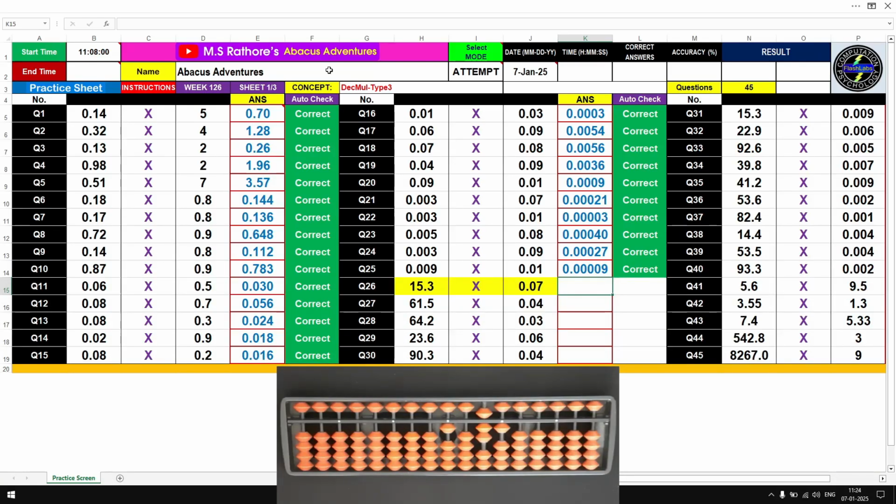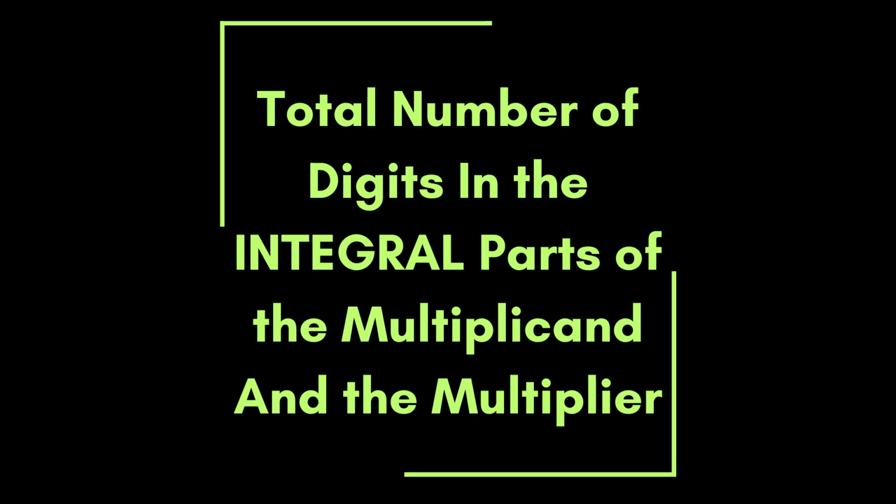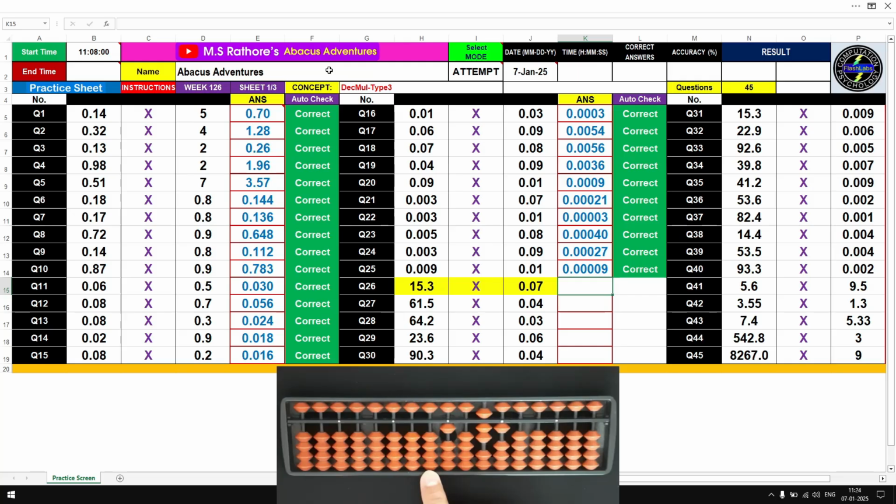We have to begin reading the answer from rod number 2 because there were two digits in the integral part of the multiplicand, 15. You ready? So reading the answer from here, 01.071.